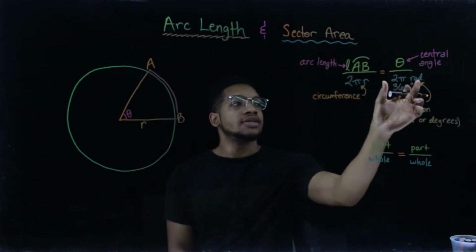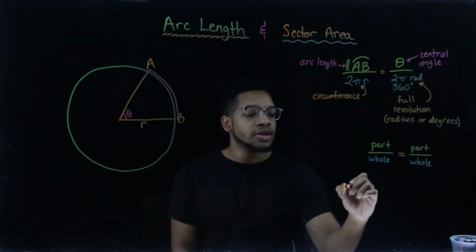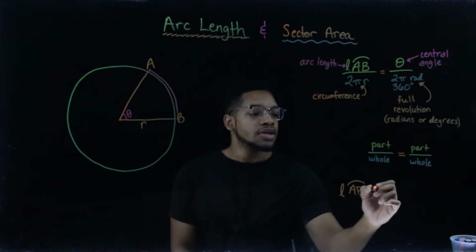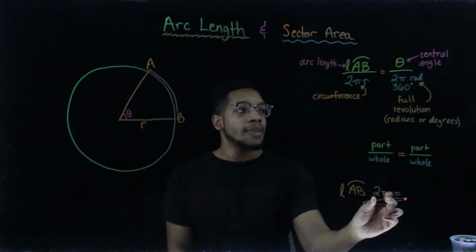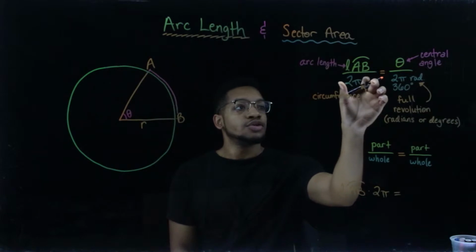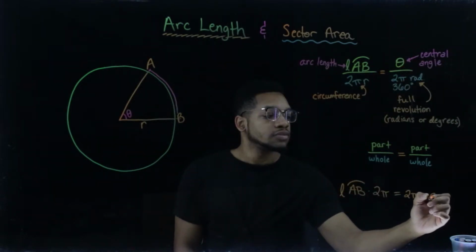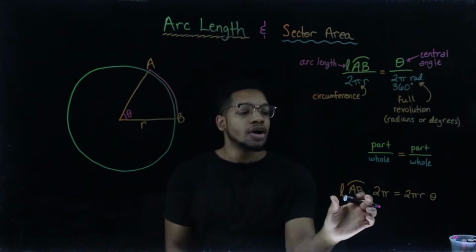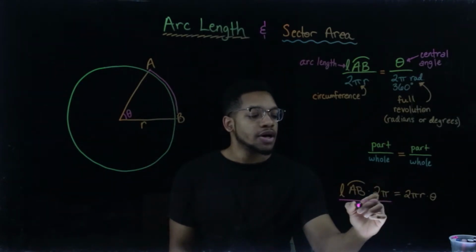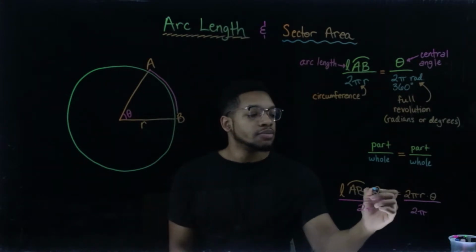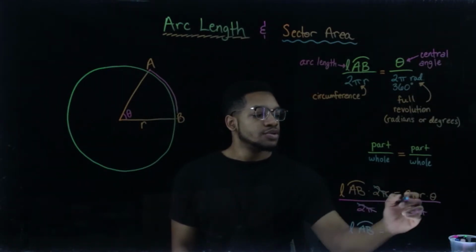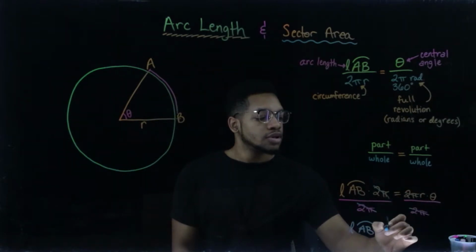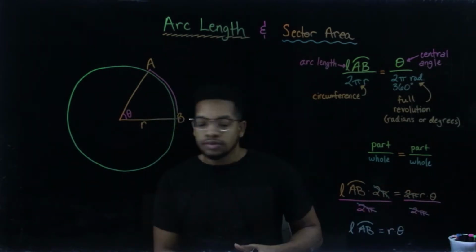It'll be the arc length times 2 pi. So I'll say the length of arc AB times 2 pi. Again, that's the number of radians, equals 2 pi r times theta. And then if I'm trying to get the arc length by itself, then I just divide both sides by 2 pi. So then my 2 pi's are going to cancel out, and so I'm left with the length of that arc is equal to r times theta.